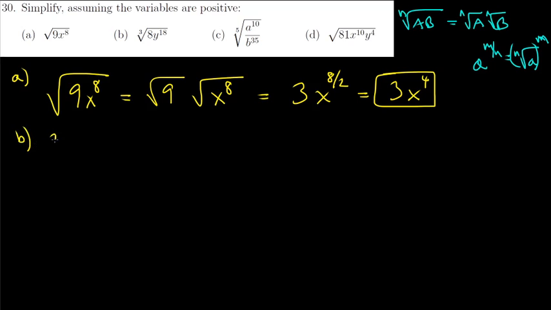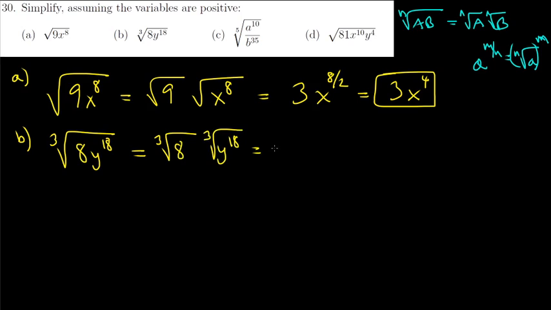So part B, done much the same way. The cube root of 8y to the 18. So just split that up as the cube root of 8 times the cube root of y to the 18. So that's just going to be 2 times y to the 18 over 3. So 2y to the 6th.